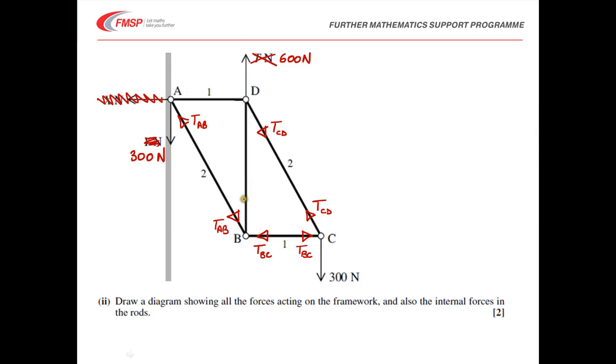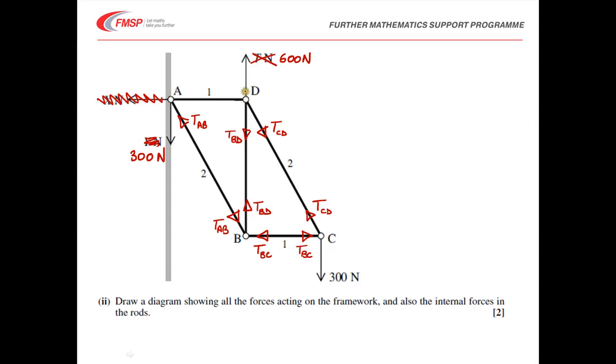We haven't quite finished at B yet. Looking at B again, there is a vertical component to the thrust in AB, which would need to be counteracted by a vertical component in BD. So BD in this case is going to be in tension. So TBD is a tension, and that's going to pull down on D.